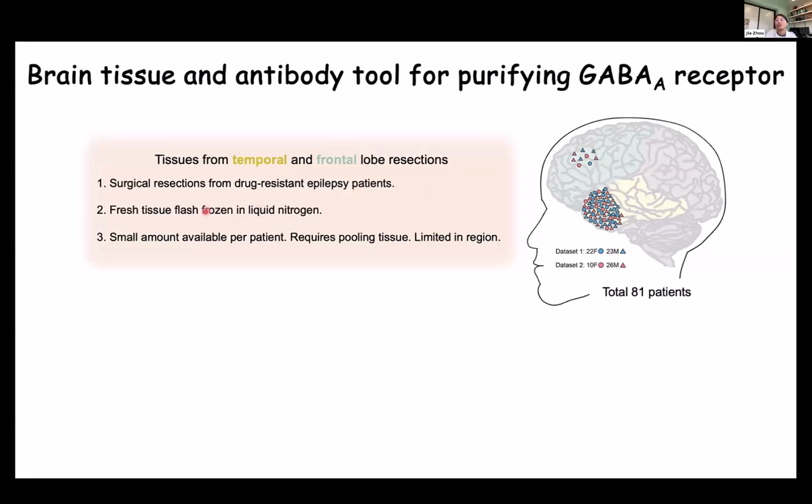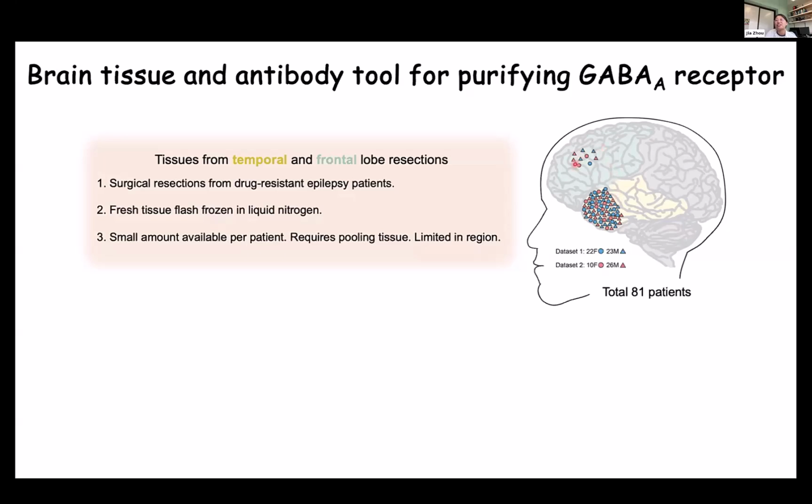All the tissue is fresh frozen. A specific person picks up the tissue once the surgery is done, and then fresh freezes it in nitrogen. But because the patients just do the surgery and are still alive, only a small amount is available from each patient. So we have to pool tissue together.